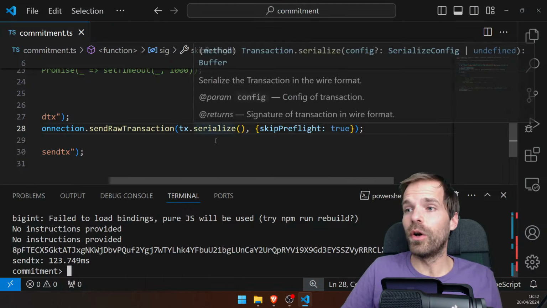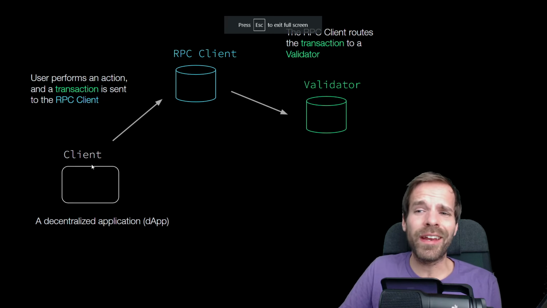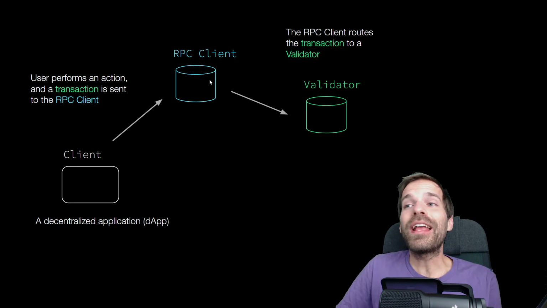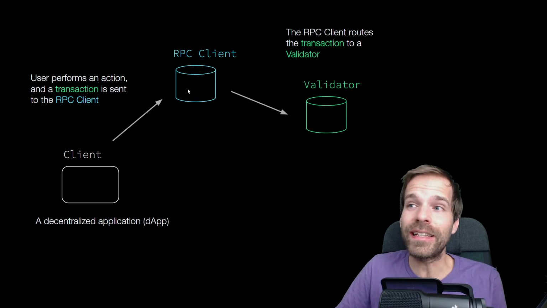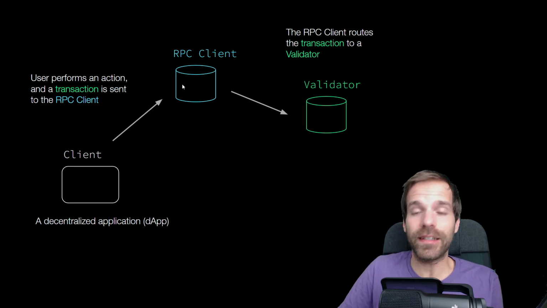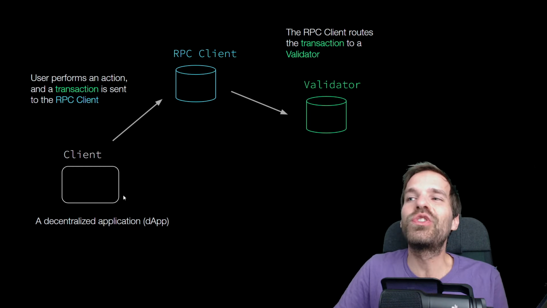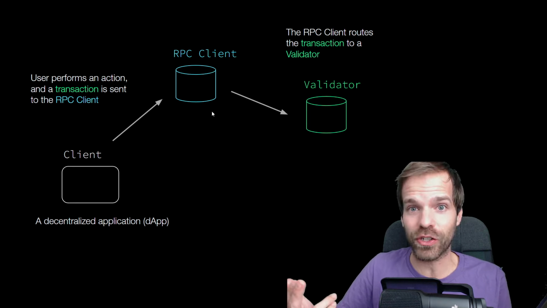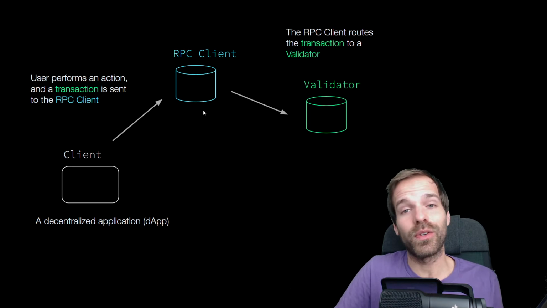Anyway, if we skip the checks, if we say forward it anyway, then it lands at the validator and gets put into a block. If we have the correct commitment level where our block hash is actually valid, then the RPC simulates it, says yes, okay, would go through, forwards it to the validator, and that also works. It only doesn't work if the block hash is too new for the commitment that we specified for the simulation, so the preflight commitment. Then we get a block hash not found because it's too new.